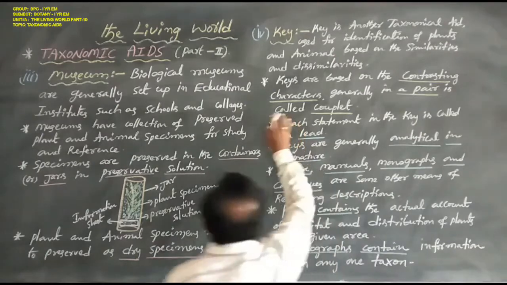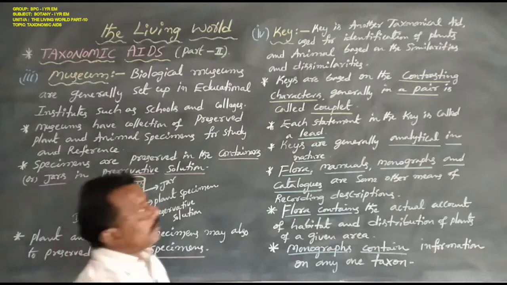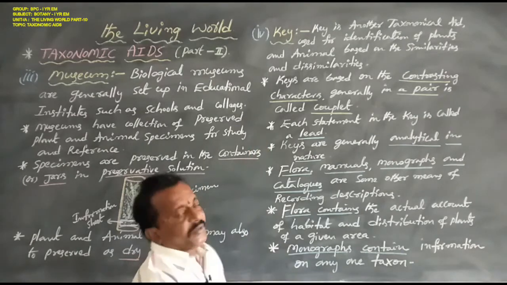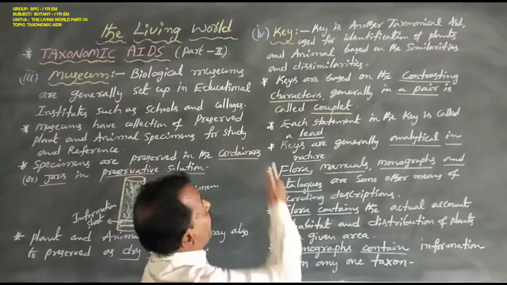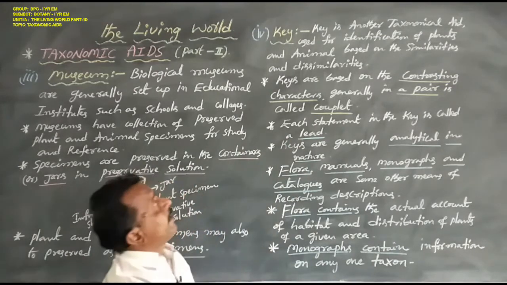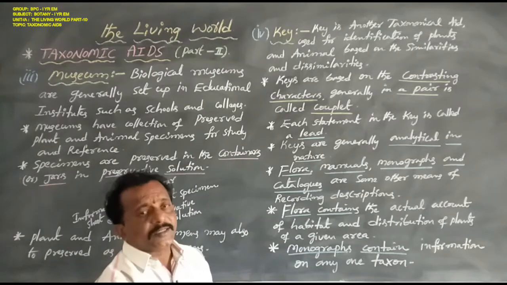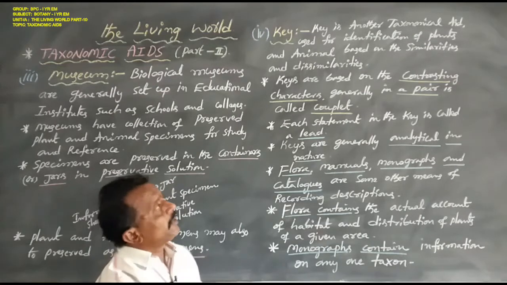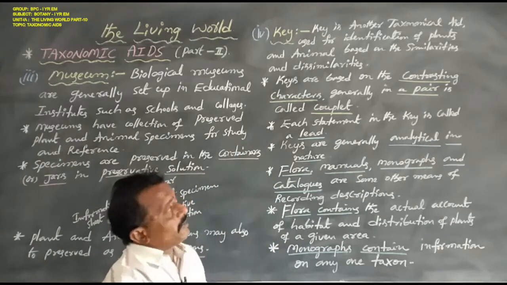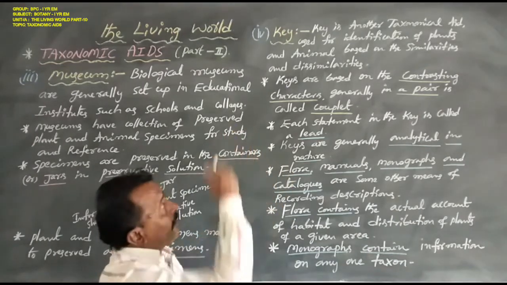Now coming to the fourth taxonomic aid, that is key. Key is another taxonomical aid used for identification of plants and animals based on similar characters and dissimilar characters. What are the uses of key? It is used for identification of plants and animals based on similarities and dissimilarities.